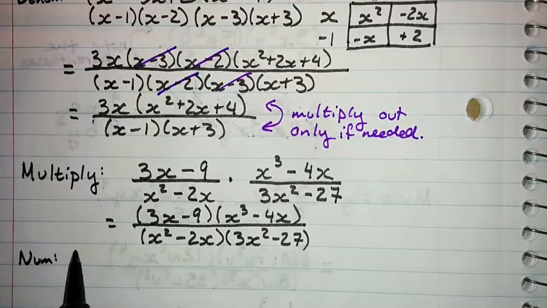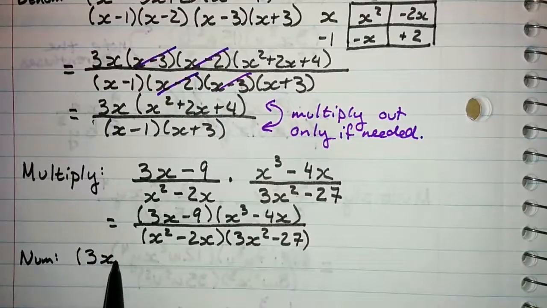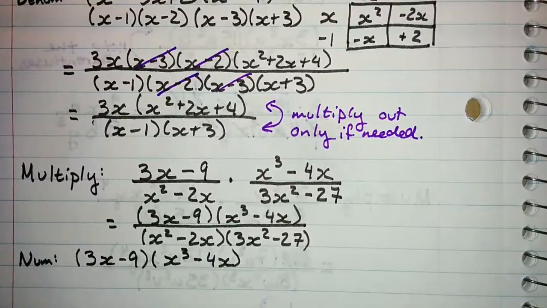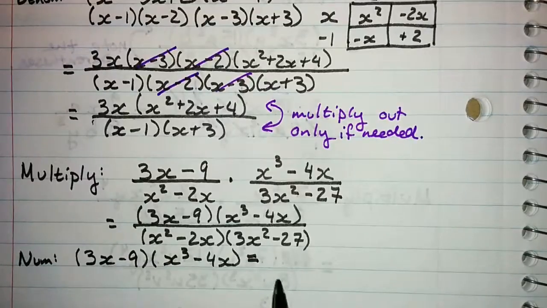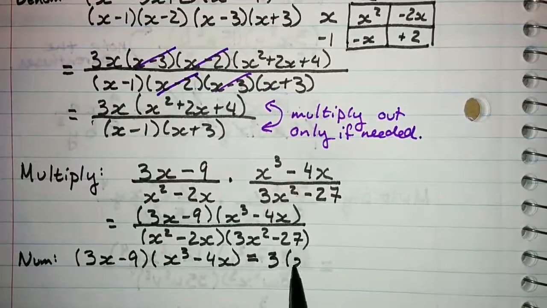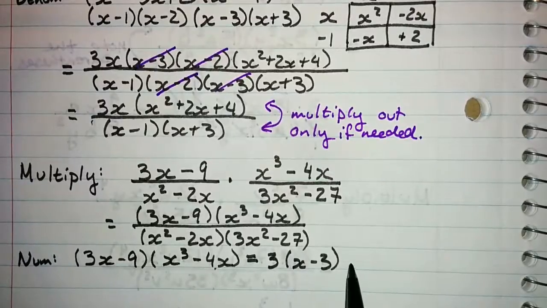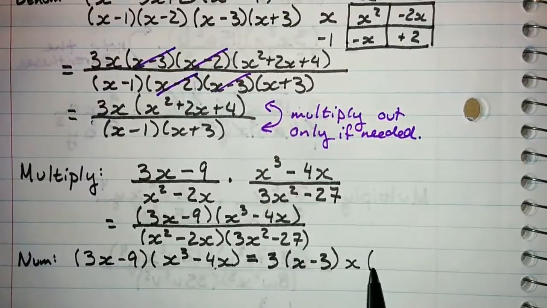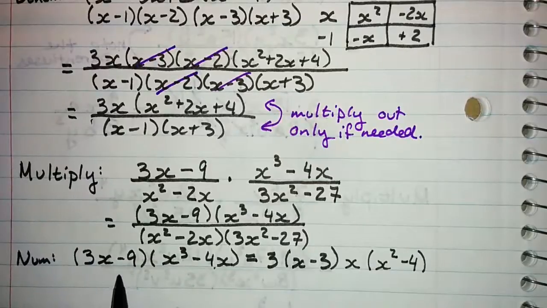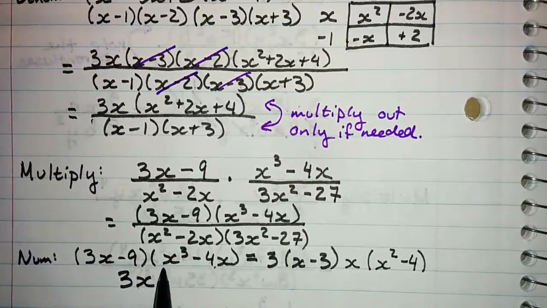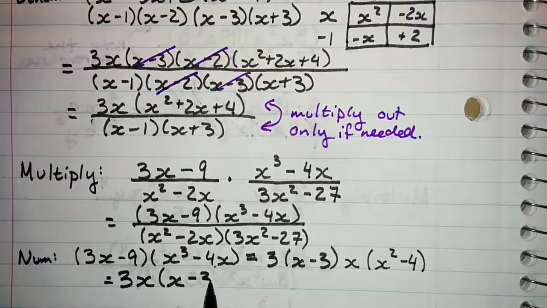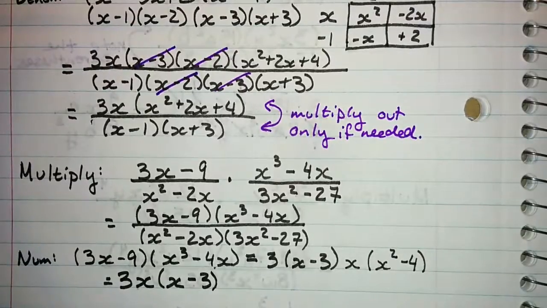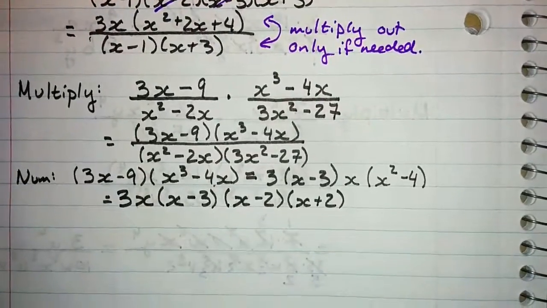Our numerator is currently factored as 3x minus 9 times x cubed minus 4x. This first factor, I can factor out a common 3. The second factor, I can factor out a common x. I think I'll write these monomial factors at the beginning. I can't factor x minus 3 any further. But x squared minus 4 is a difference of squares. I think that's fully factored now.